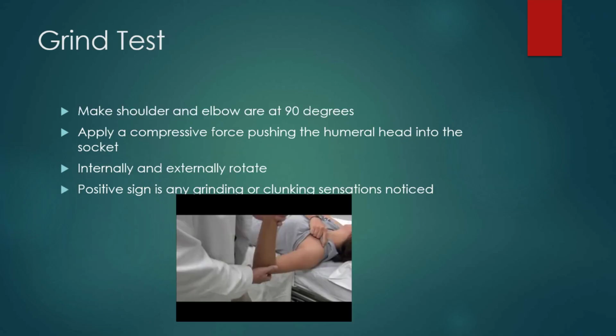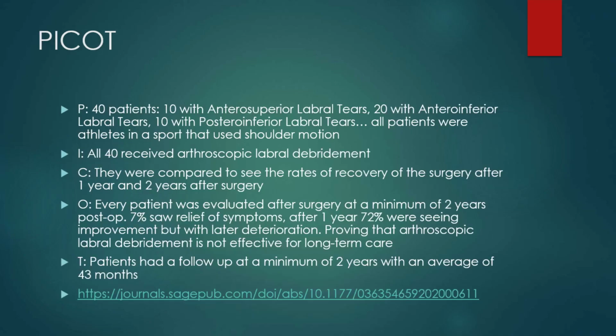And then the grind test. There's no video I could find for this one, but it is pretty self-explanatory. You want to put the elbow and the shoulder at 90-90, and you want to add that compressive force again where you're really pushing that humeral head into the socket. And you're internally and externally rotating, just trying to catch that tear again. So you're trying to find that grind, the clunking, the clicking, whatever you want to call it.